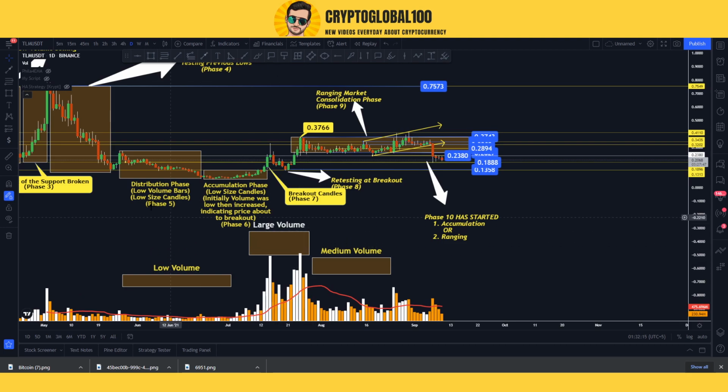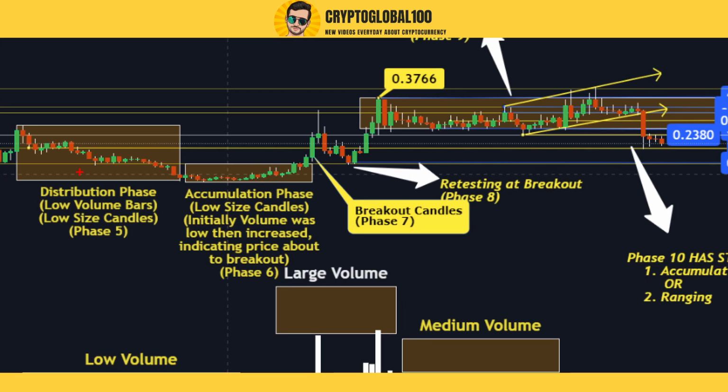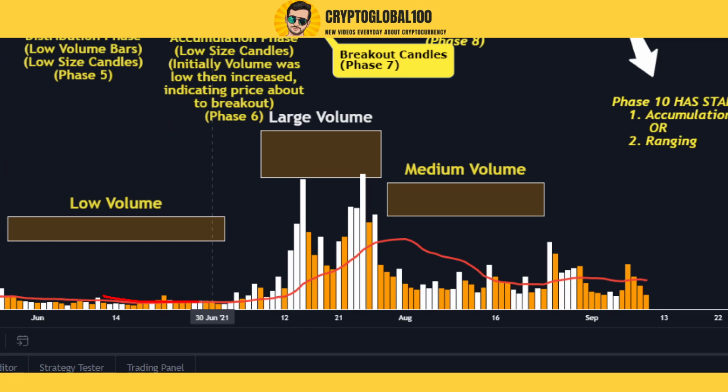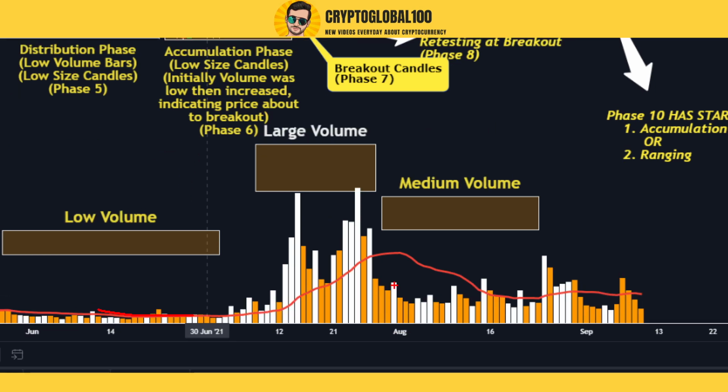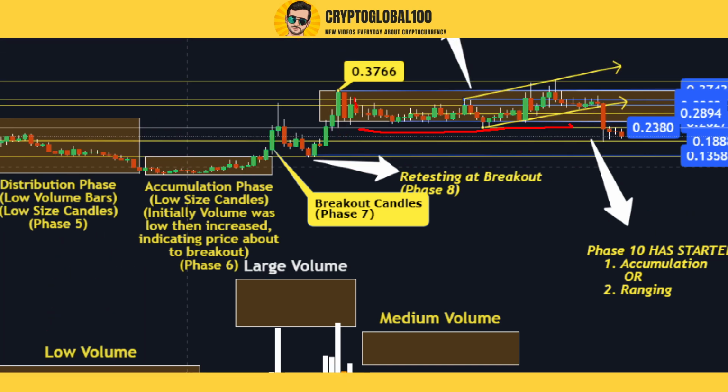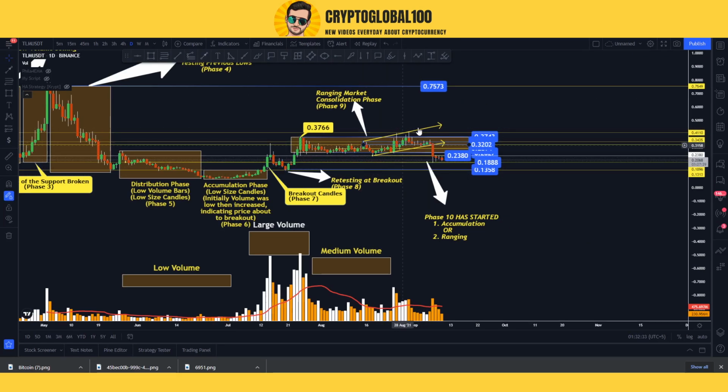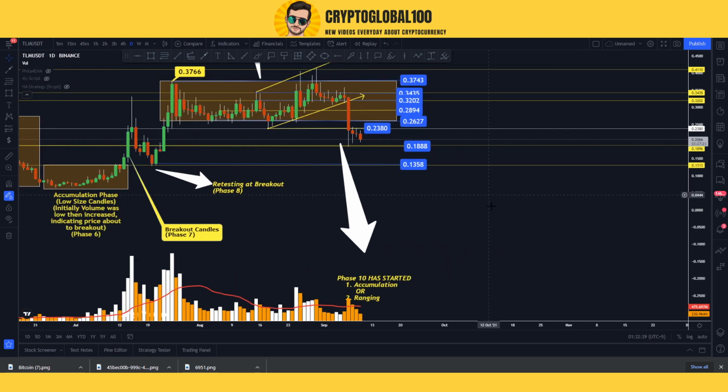Now take a look at this one here, at the accumulation zone and the distribution. You can see the volume was very low, but here in the ranging market, the volume was higher. It was higher than the low volume of distribution and accumulation, and then the price started to range. The price started to range at this area.